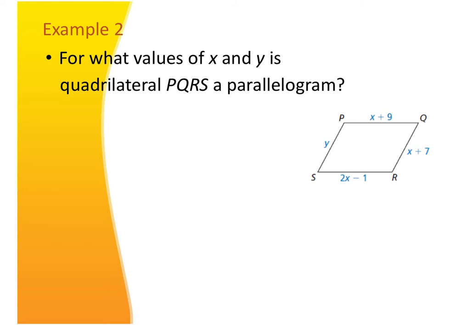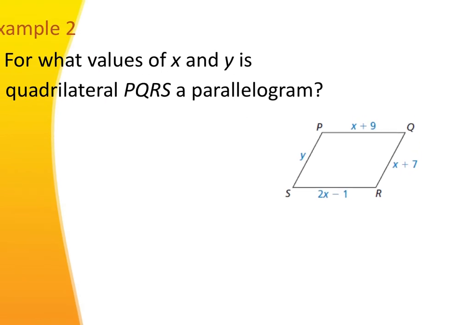What do you guys think we should do here? Giselle? X plus 9 is equal to 2x minus 1, and then y equals x plus 7. How'd you come up with those? Because, hold on, let me find it. The opposite sides converse theorem. Very good. It says that the opposite sides of the parallelogram have to be equal.